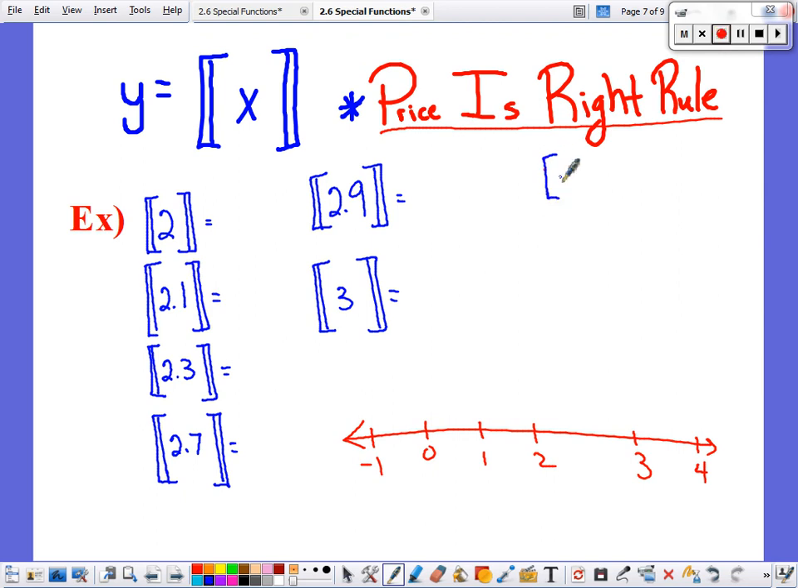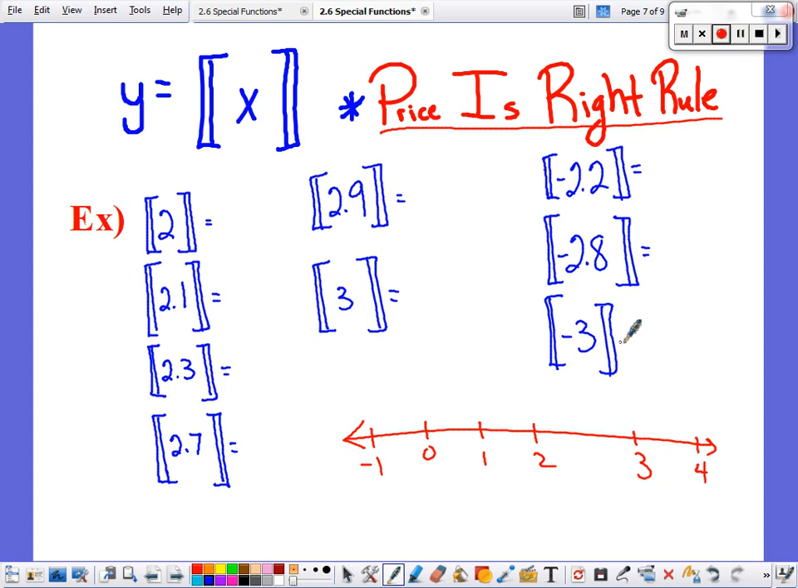Let's do like negative 2.2. We'll just do a few for time's sake. And negative 2.8. Okay, so we'll do those and see what we get there. We'll do those in just a moment, but let's go over here and do these.